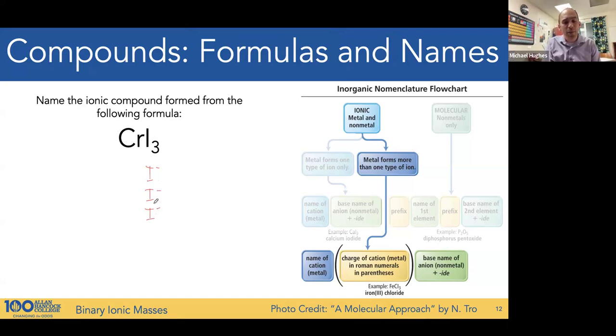And if we have 3 of them, and our 1 chromium is balancing out this 3 minus charge, then our chromium must be 3 plus for the charges to sum to 0. And so if we have 1 chromium and 3 iodines, and the iodines are all 1 minus, the chromium must be 3 plus. So the name of this species is chromium 3. So the Roman numeral for 3, because that's the charge of the metal cation. And then iodine, but with the "ide," so it becomes iodide. IDE, iodide. Chromium 3 iodide.